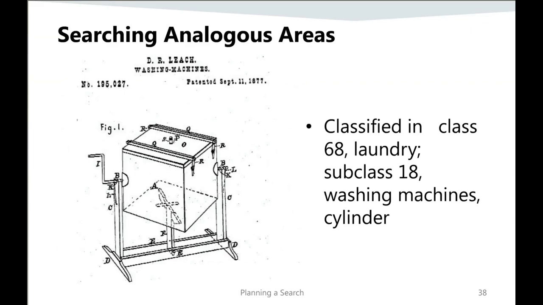Similarly, the invention shown here consists of a square box or cube with a sealable lid on one face, the cube being supported for rotation on trunnions attached to diagonally opposing edges of the cube and including a crank that allows the cube to be rotated. This particular patent was directed to a washing machine. The cube was filled with water, soap flakes, and dirty laundry. The lid would be sealed, the crank would be rotated, and the soiled clothes would be washed. This invention was classified in Class 68, Laundry, Subclass 18, Washing Machines, Cylinder.